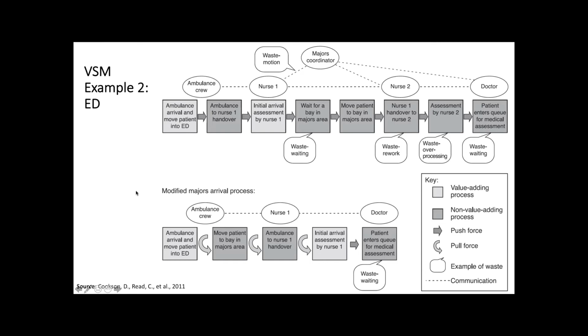So that's definitely the arrival process. So they bring the patient. Sorry, that's the value added. So that's arrival of the ambulance and making sure the patient arrives to the setting, that's value added.